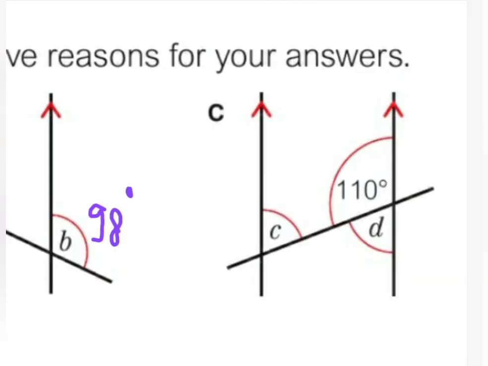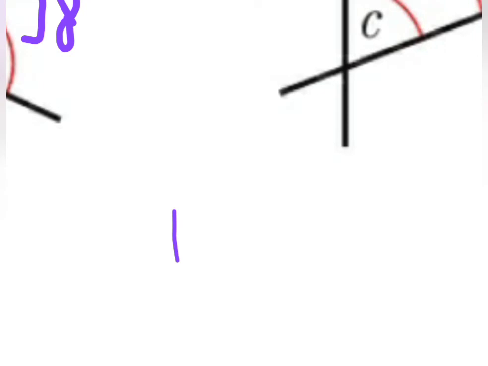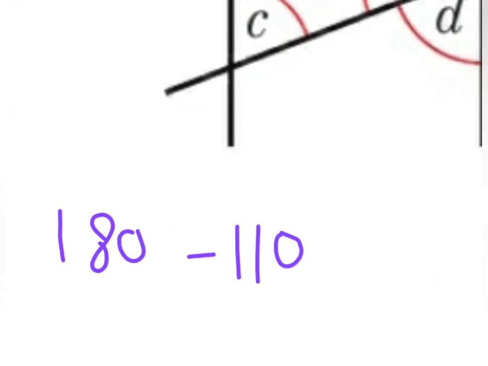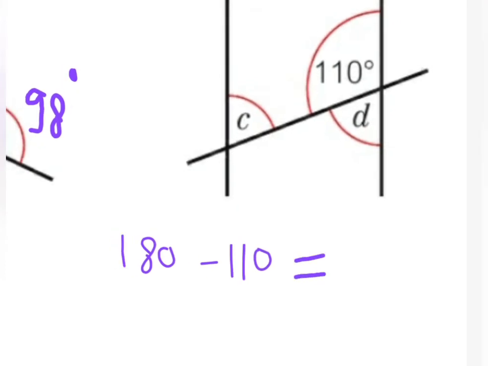Let's put it here. 180 minus 110. This is angle D. And the answer will be, very good, 70. So angle D is 70. And the reason is that angle D and the angle 110 are on a straight line. And angles on a straight line add up to 180. So when we subtract it, we will get 70. Very good.